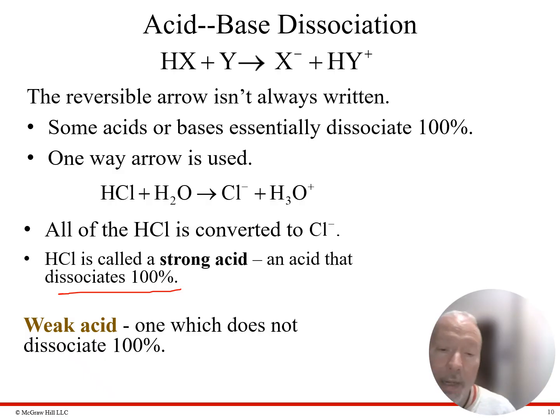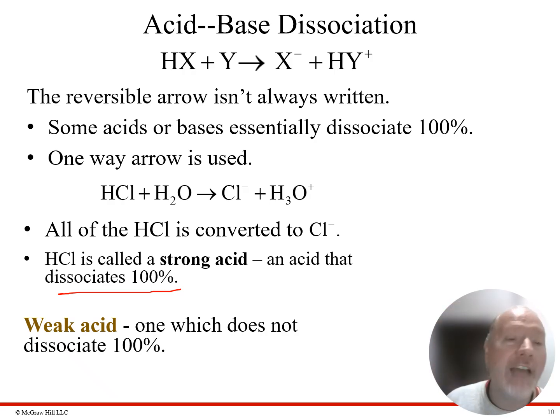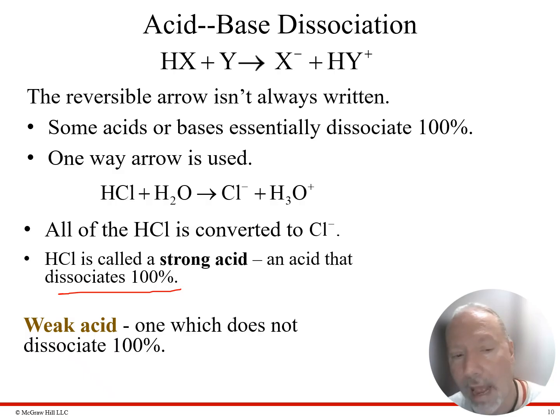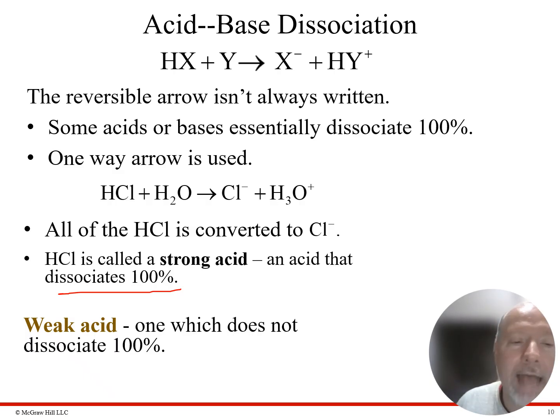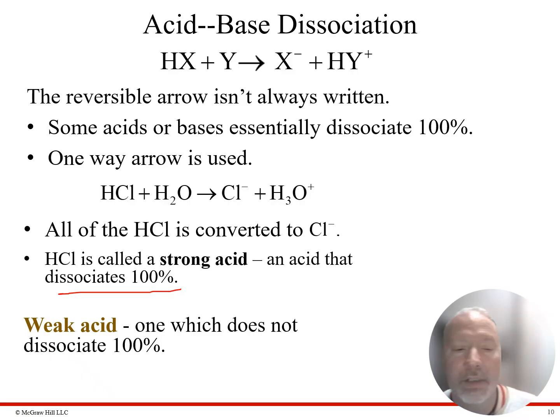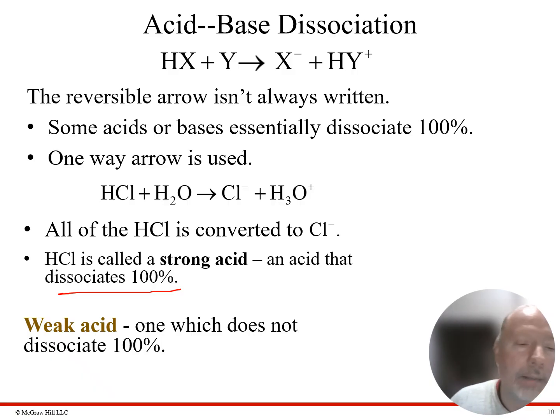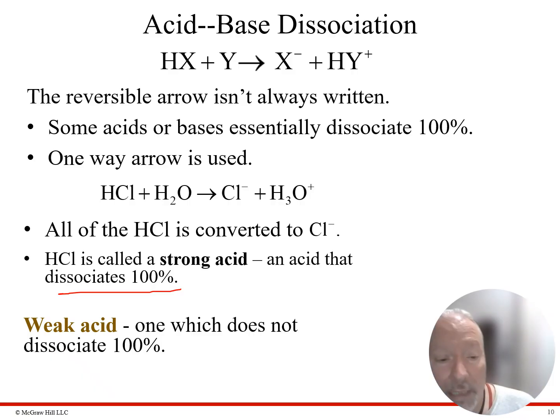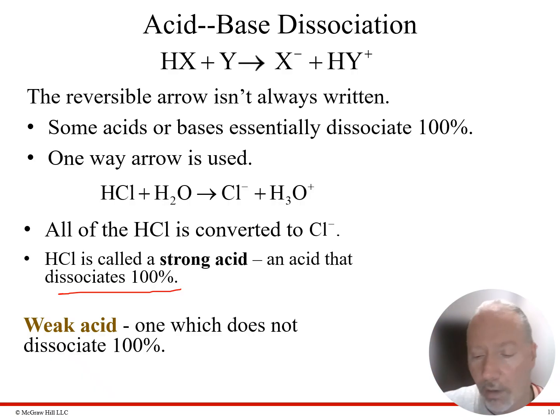We could have 0.1 molar of hydrochloric acid, which is 0.1 moles per liter, or we could have 5 molar of hydrochloric acid, which is 5 moles per liter. And it's still considered a strong acid, yet it can be less or more concentrated. And a weak acid, we just got done looking at those weak acids and weak bases. They have a dual arrow, and it does not dissociate 100%.